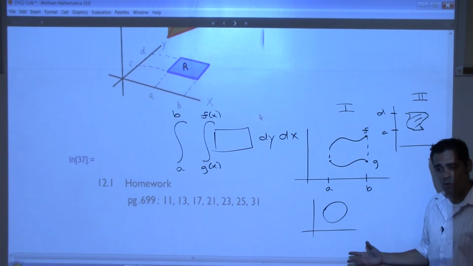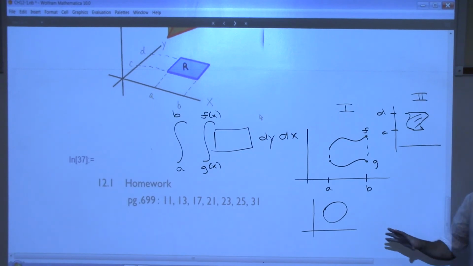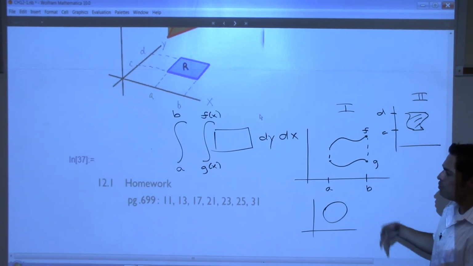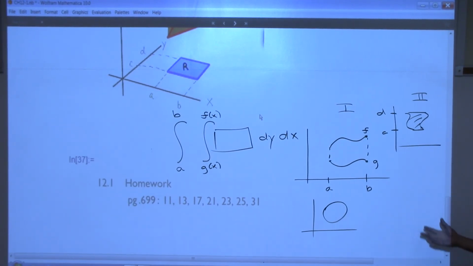If you've never seen polar coordinates, it's OK, because I'll treat it like you've never seen it. But it'll be a quick, hey, these are polar coordinates, now let's get moving. All right? So we do polar coordinates. And then we pretty much can handle almost every type of region. Not all of them, but that takes care of a lot.